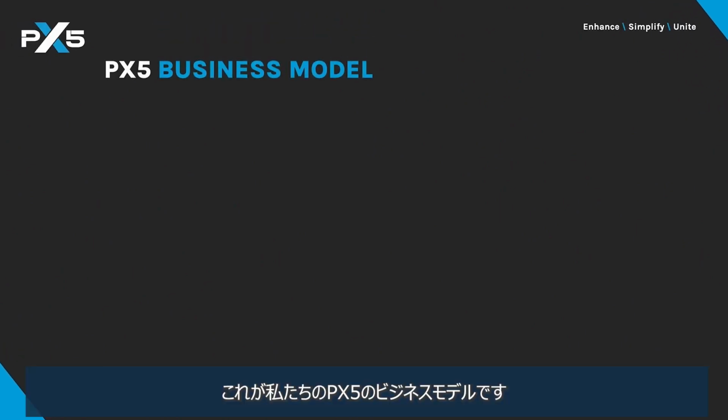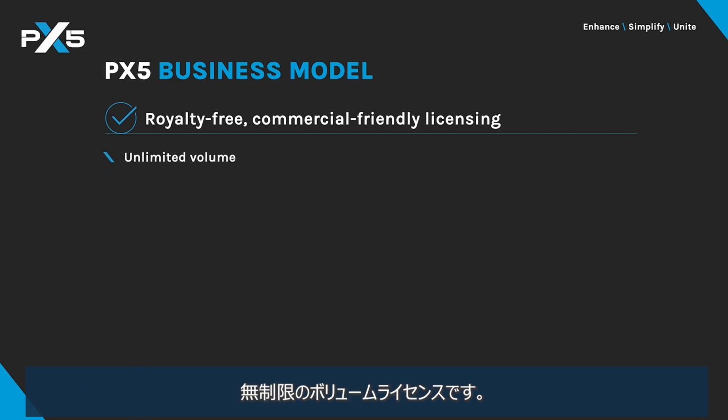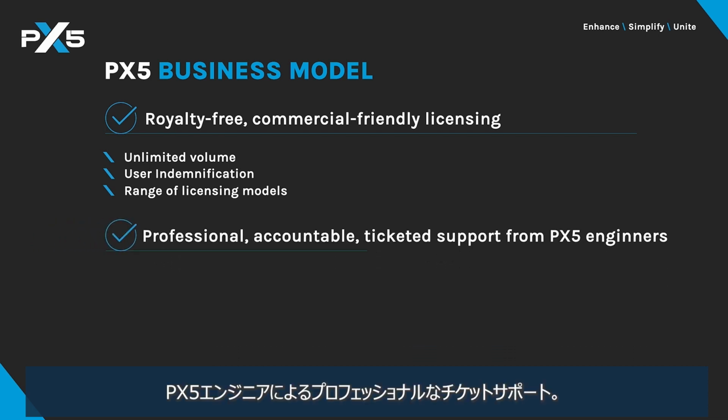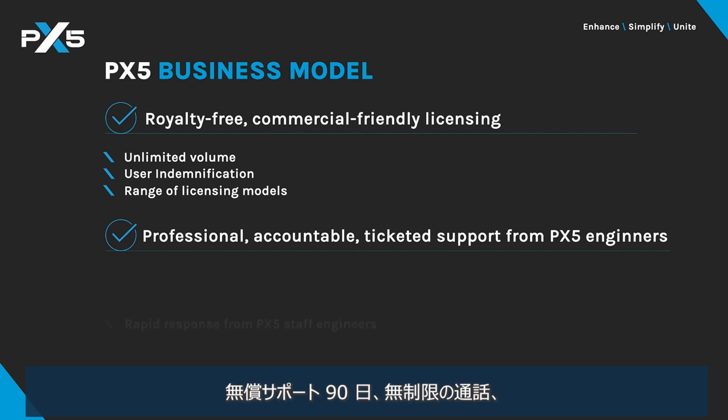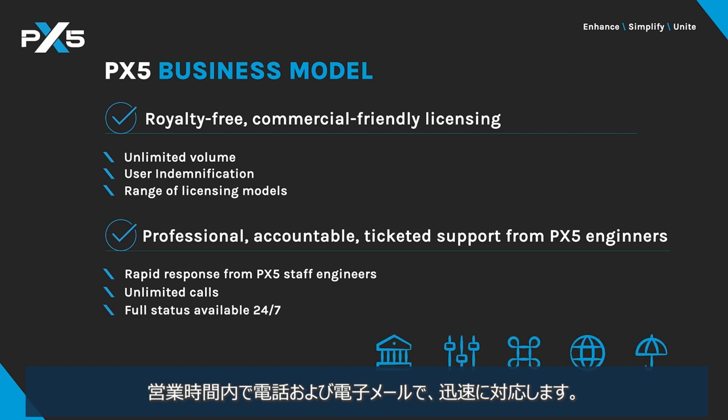Here's our PX5 business model. We start with a royalty-free commercial license with unlimited volume licensing, full developer indemnification from IP rights infringement, and a range of licensing models to suit product family and corporate-wide development. We also provide professional support free for the first 90 days and affordably priced thereafter. You'll get prompt response, unlimited calls, and 24/7 status availability with working hours, telephone, and email response.